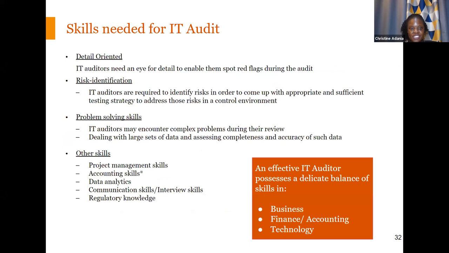Okay, so what skills do you need for IT auditing? You have to be detail oriented. I talked about professional skepticism a few slides ago. You have to have an eye that can spot red flags. You have to have risk identification skills and problem solving skills, because you'll most likely be dealing with large sets of data. Other skills can be project management skills, accounting skills, data analytics, and communication skills, very, very important, because this is where the soft skills come in, because you're not going to speak to systems. You're going to speak to actual humans, and you need to know how to deal with them.